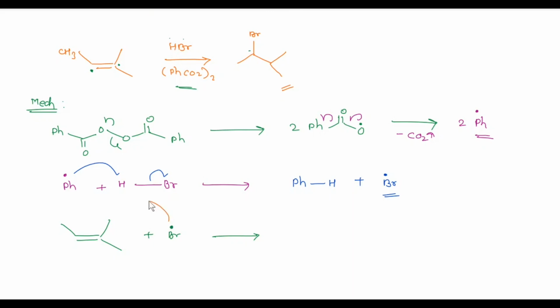So this Br radical attacks this carbon atom and formation of a new radical takes place. Here the new radical is a tertiary radical. This tertiary radical abstracts hydrogen radical from this HBr and formation of our product takes place, plus Br radical.